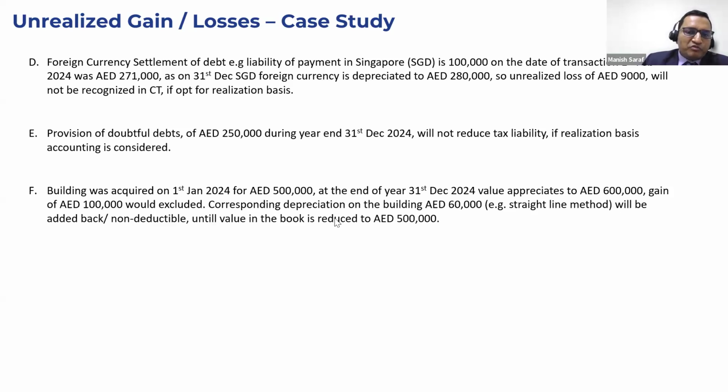There's one more point you need to be careful about. When you have done this revaluation, and the value has gone up from 500,000 to 600,000 in the case of a building, there is a gain of 100,000, but there would be corresponding depreciation as well, right? The depreciation would increase. So you are not going to reduce the depreciation until the value in the books comes to 500,000. Those will not be deductible items in your tax computation, because you are not adding that gain. So the corresponding depreciation will not be reduced in your tax computation. That adjustment needs to be taken care of.